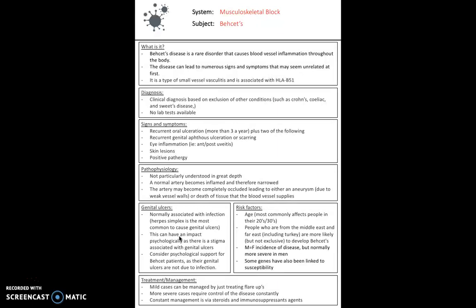The risk factors for Behcet's are age, so most commonly affecting people in their 20s and 30s, and people from the Middle East, so Turkey and Far East as well, are more likely to develop Behcet's, but not exclusively, so it is more than possible to develop Behcet's, for example, if you live in the UK or America. So for treatment or management, mild cases can just be managed by treating flare-ups, and more severe cases require control of the disease constantly via steroids or immunosuppressant agents.